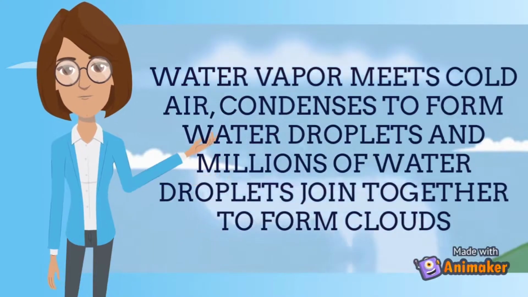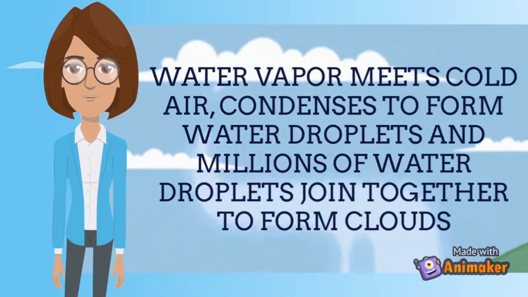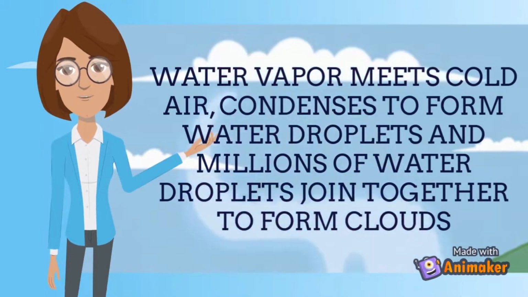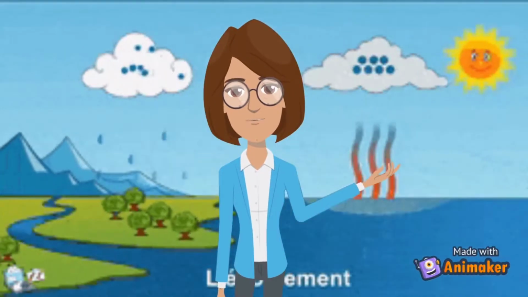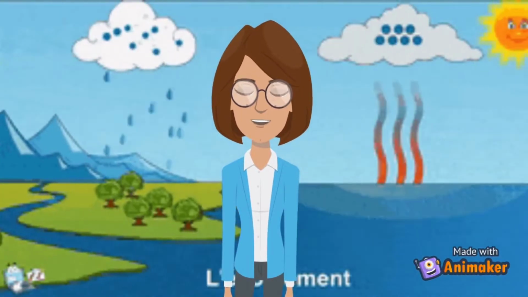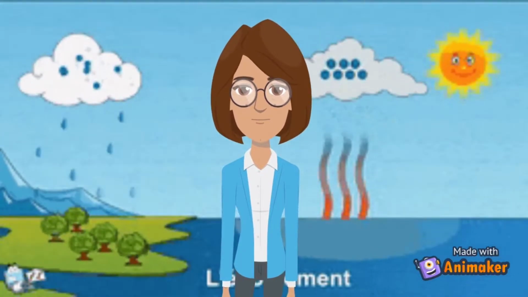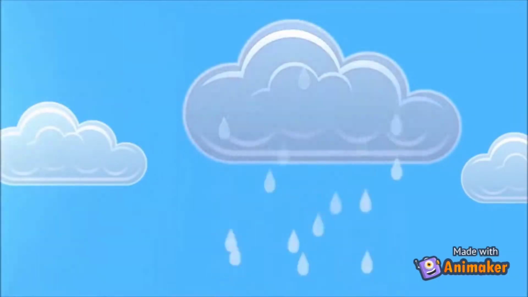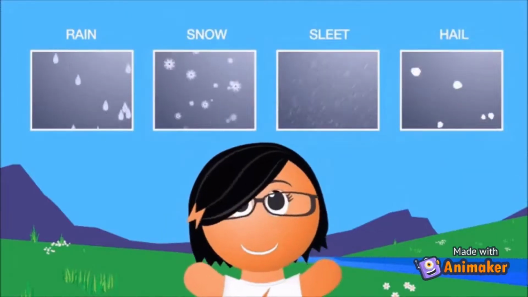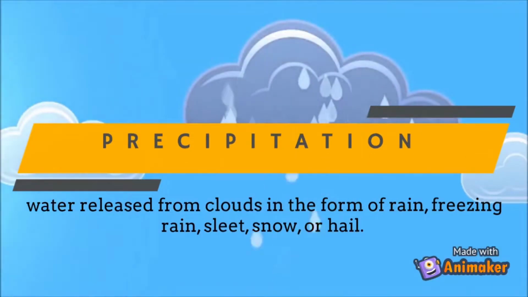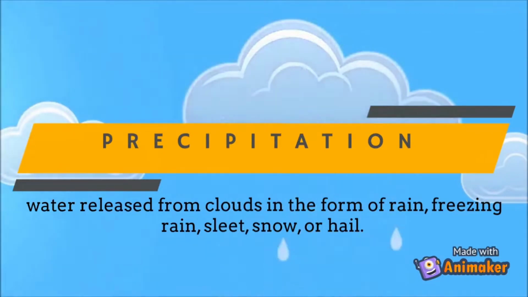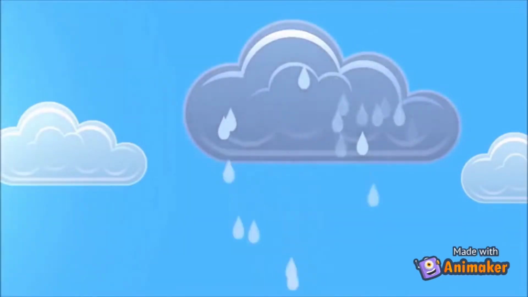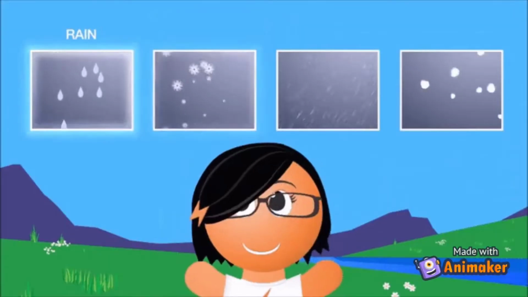Water vapor meets cold air, condenses to form water droplets, and millions of water droplets join together to form a cloud. When enough water droplets join together, they start to get too heavy for the cloud. They have formed water drops and the water drops start to fall. In other words, it starts to rain. When it starts to rain, we call this phase of the cycle precipitation. Precipitation is when water begins its journey back to Earth. It may come back as rain, snow, sleet, or ice, depending on how cold it is when it starts to fall.